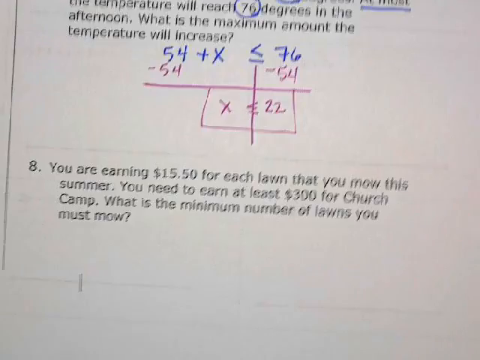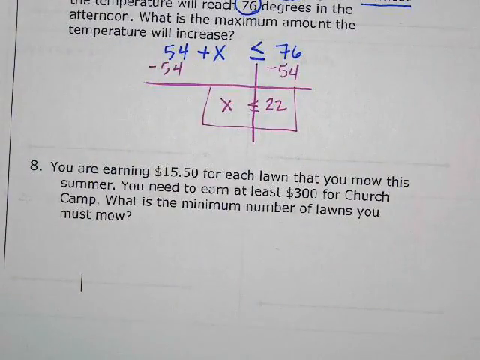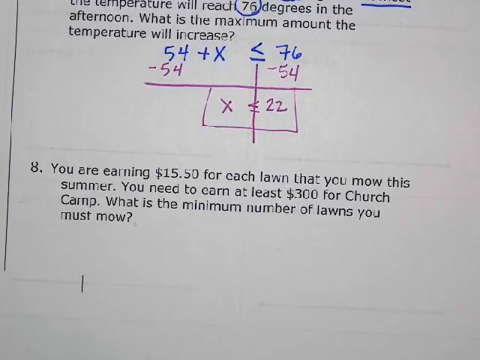Okay, number 8. You are earning $15.50 for each lawn that you mow this summer. You need to earn at least $300 for church camp. What is the minimum number of lawns you must mow? Okay, without talking, I want you to try to come up with the equation. Go.